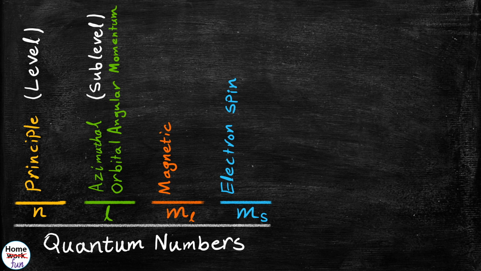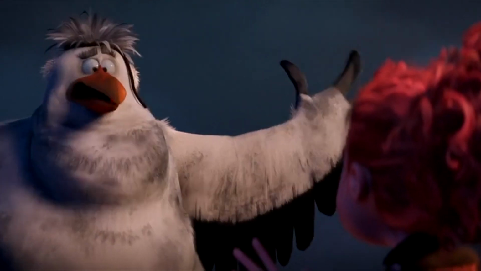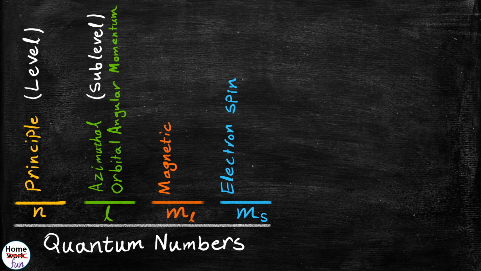Next is called the sublevel, l, or azimuthal quantum number, also known as orbital angular momentum quantum number. You can just call it sublevel. Level and sublevel are sometimes referred to as shell and subshell. That's the older version of their names. Nowadays, the most modern names are level and sublevel.